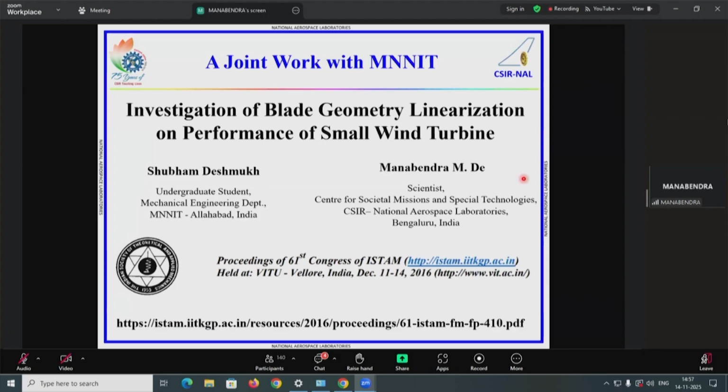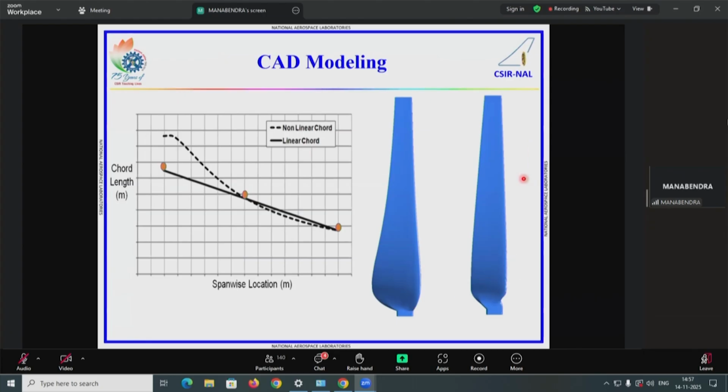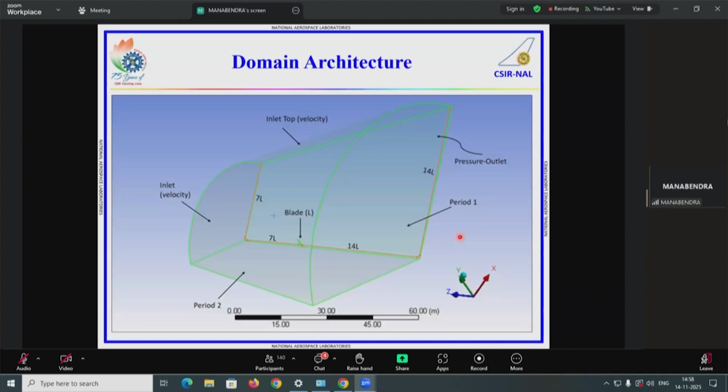So this was the problem statement that was posed to Shubham, and with the use of CFD, he tried to answer that question. Here you can see the shape of an excellent, aerodynamically efficient blade, whereas this is something which the manufacturer would like to see. So when you make these two blades, how will the performance look?